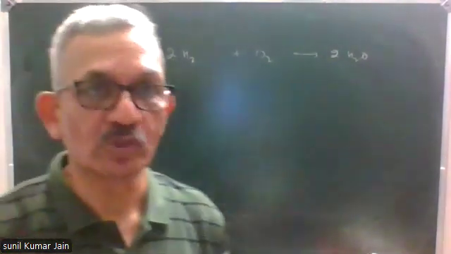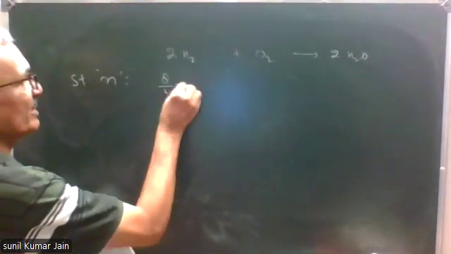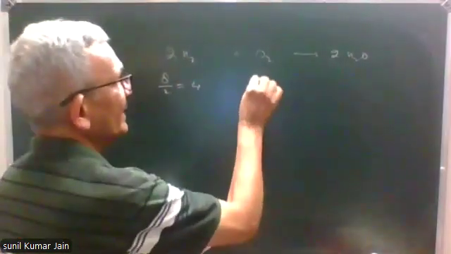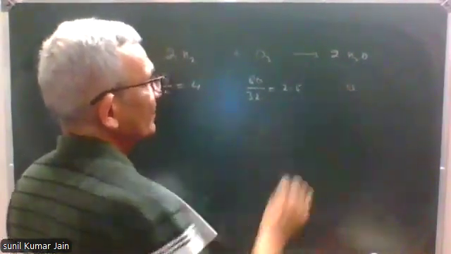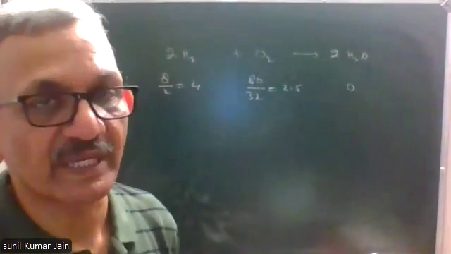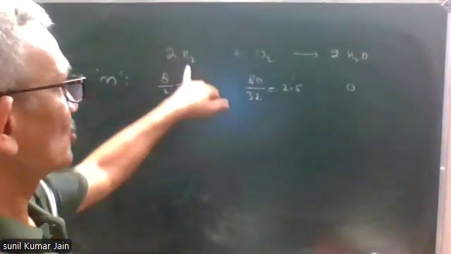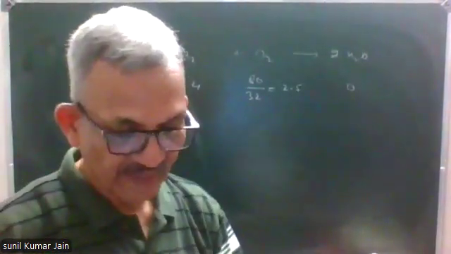N means moles. Starting with 8 grams of hydrogen, 8 grams divided by molecular weight gives 4 moles. And 80 grams of oxygen, 80 divided by molecular weight gives 2.5 moles. Naturally, there's no product in the beginning. So we started the reaction with 4 moles of hydrogen and 2.5 moles of oxygen.